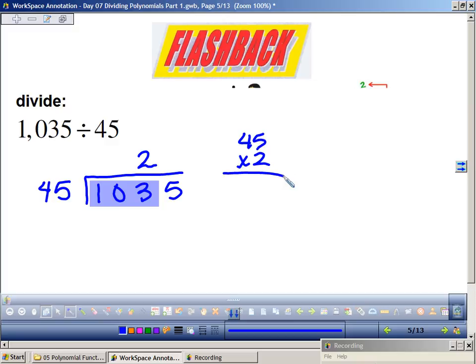Only 1, 2, 3. Would you make yourself a workspace over here and do 45 times 2? How many of you? Okay, it looks like about a third.